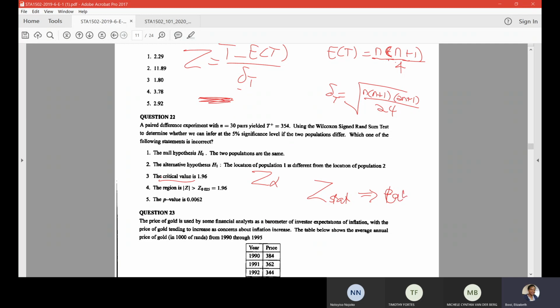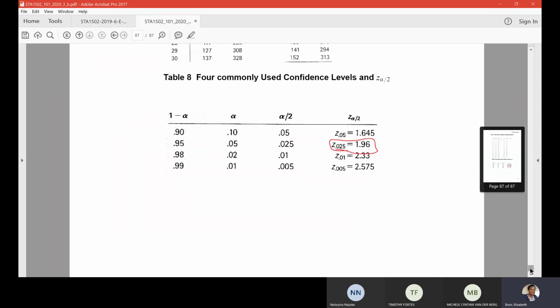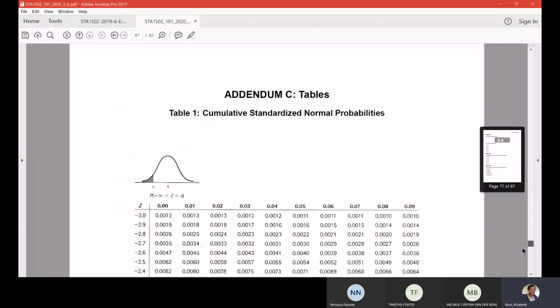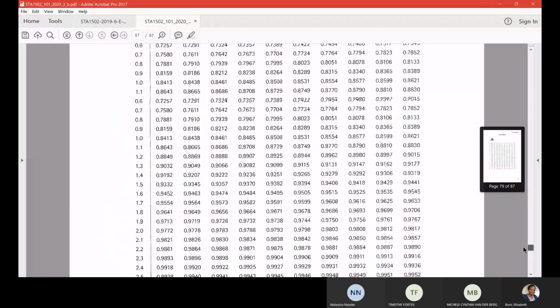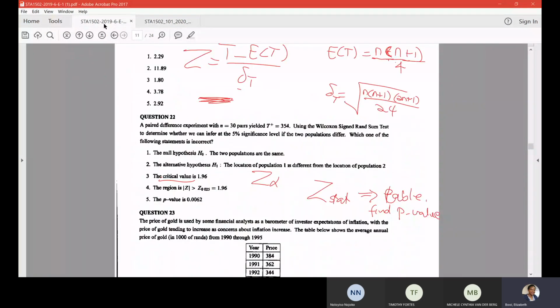You go to the table to find the p-value. Where on the table? You will go to the Z standardized normal distribution table, which is this table. Remember, if the answer is positive, you're going to subtract from 1. If the answer is negative, you just come here and look for the p-value, and that will be your answer. And that is your question 22.